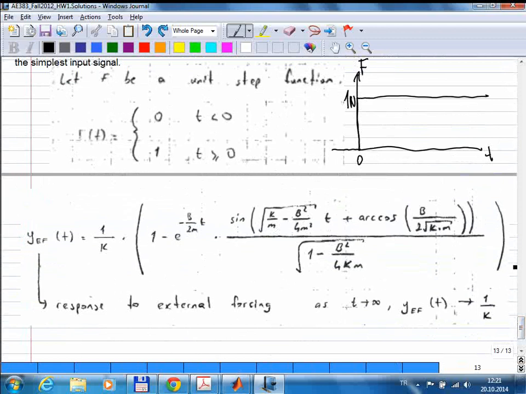Okay? So imagine this is the simplest possible mechanical system you can have, with just one mass, one spring and one damper. No initial conditions. You start from 0. And the simplest input you can imagine, just a constant number. And the solution looks like this.